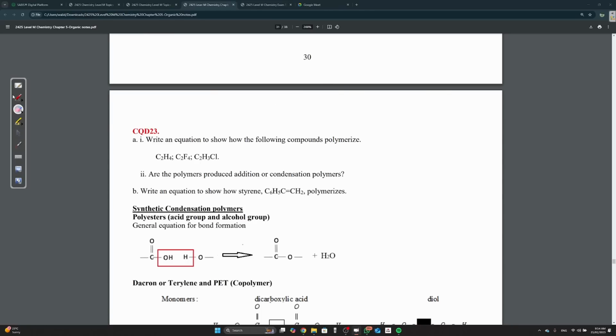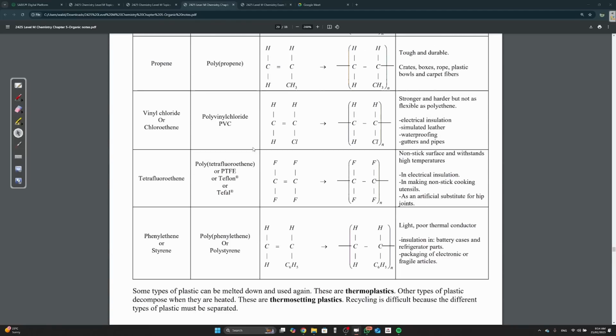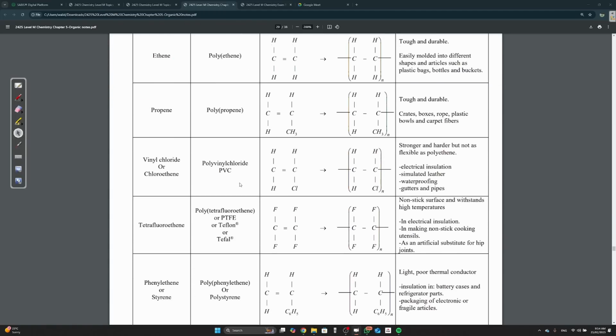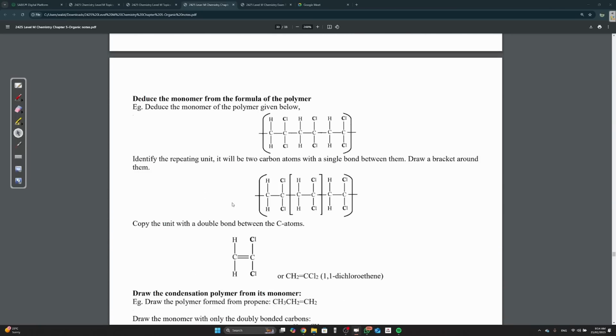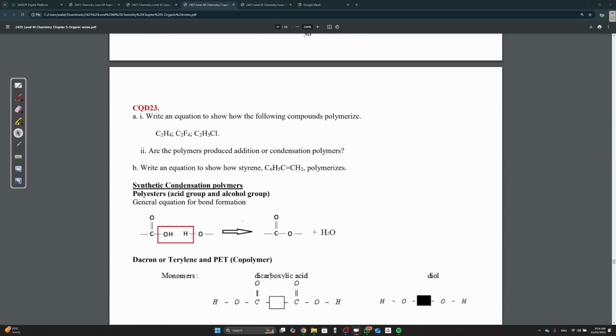Over here, write an equation to show how styrene polymerizes. Styrene is one of these macromolecules over here. There's a lot. You're required to know all of them, but they're all pretty much the same thing. I'm just going to do one, and you should know the rest. C6H5CHCH2. What do we do? In my opinion, you should draw it.